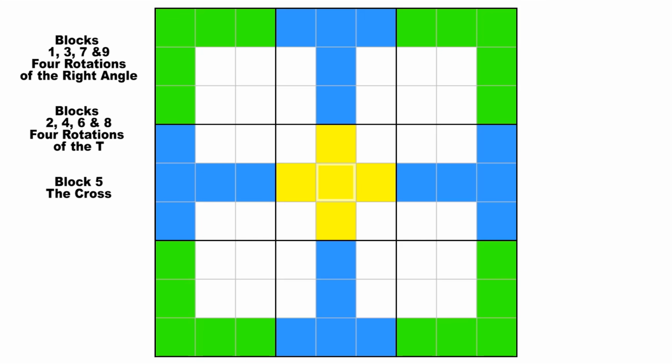But if we take a closer look at this diagram and color it a little differently, we can see that blocks 1, 3, 7, and 9 are the 4 rotations of the right angle, and blocks 2, 4, 6, and 8 are the 4 rotations of the T, and block 5 is the cross.